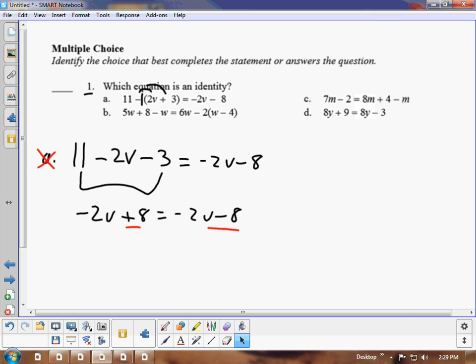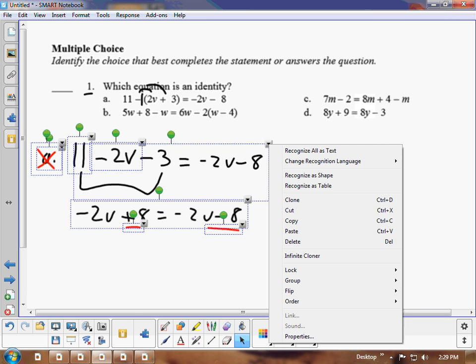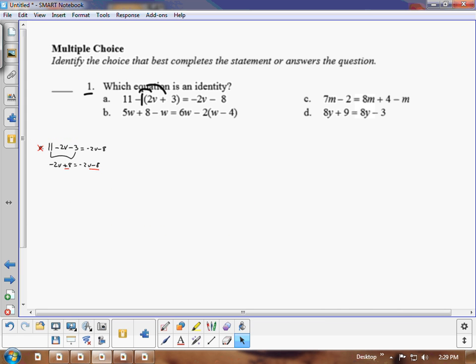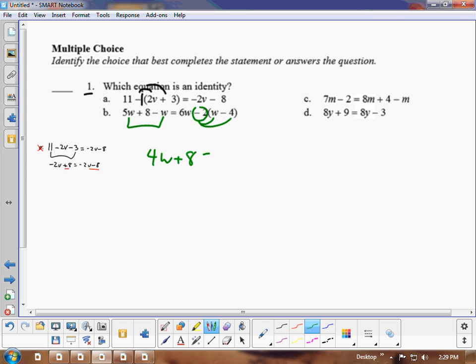Moving on to letter B, we're going to see if that is the identity by basically doing the same thing. So if you combine the w's here, you're going to get 4w plus 8. And then over here, we're going to distribute the -2 to here and here. And that's going to be 6w minus 2w plus 8. And if you combine like terms on this side, you're going to get 4w plus 8. And you can see that these two are alike, so B is the identity.